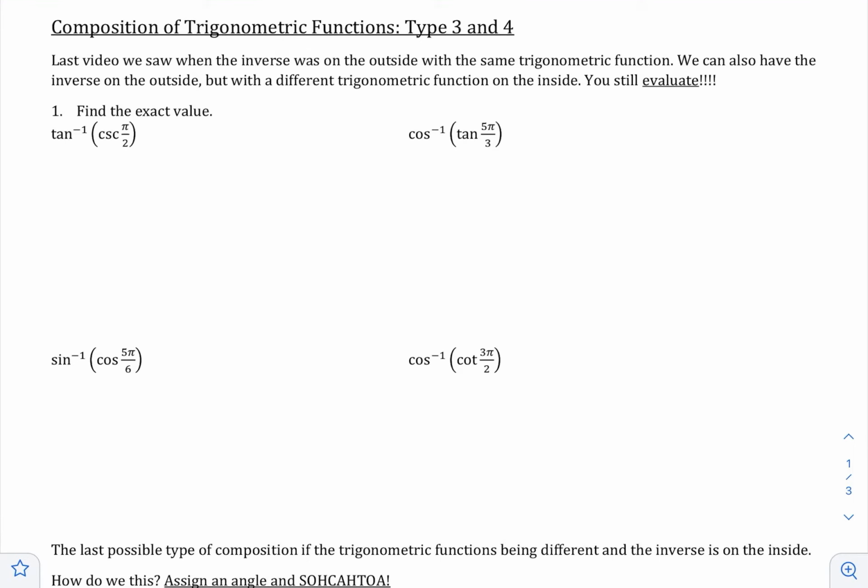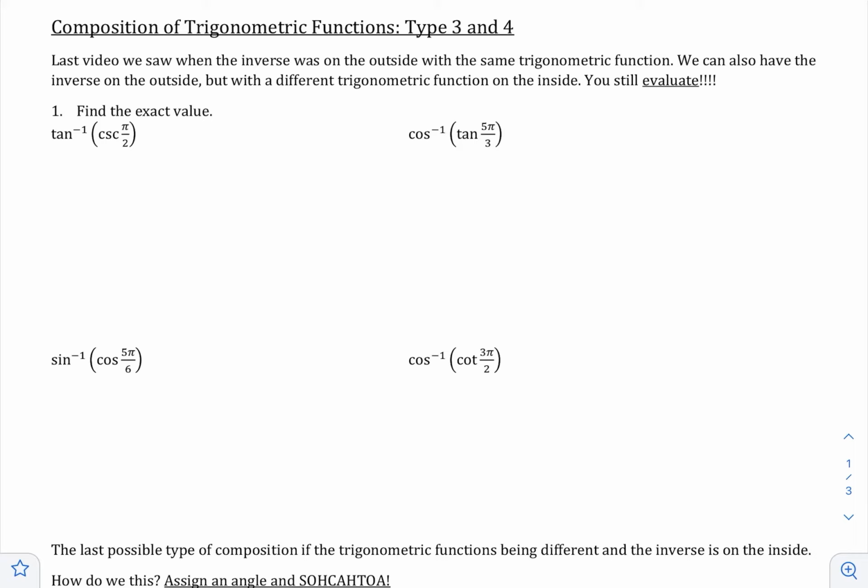Now that we have seen type 1 and 2, we're going to do type 3 and 4. So what we're going to change now is when their trig are different, right? In the last one, we saw type 1 and 2 is when they're the same. It's just that the inverse in the first one is on the inside and on the second one is on the outside.